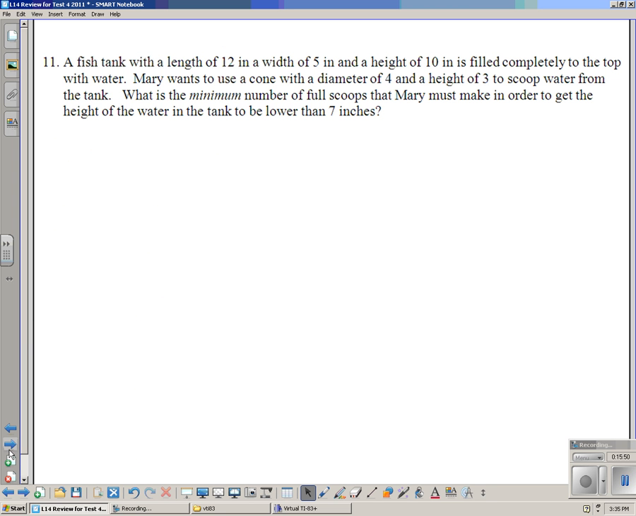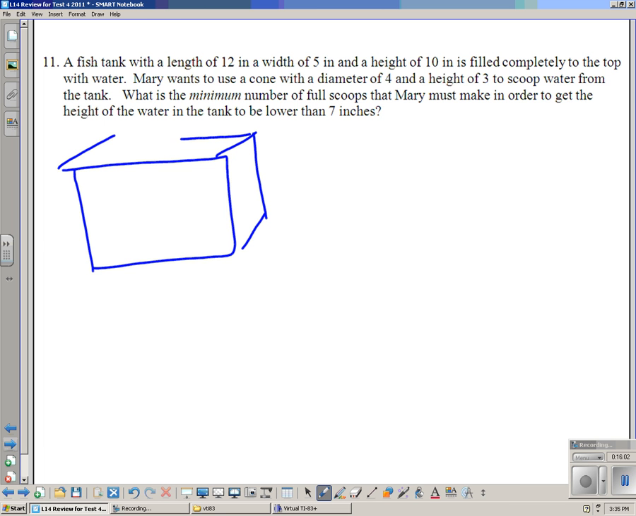Number 11, a fish tank with a length of 12 inches, a width of 5 inches, and a height of 10 inches is filled completely to the top with water. Fish tanks, rectangular prism. We have dimensions of 12, 5, and 10, filled completely with water. Mary wants to use a cone. So now we have a cone with a diameter of 4 and a height of 3.